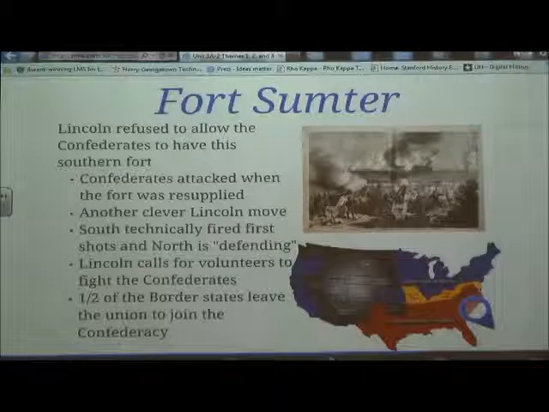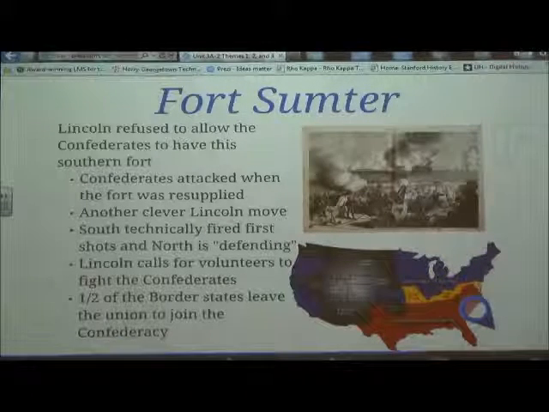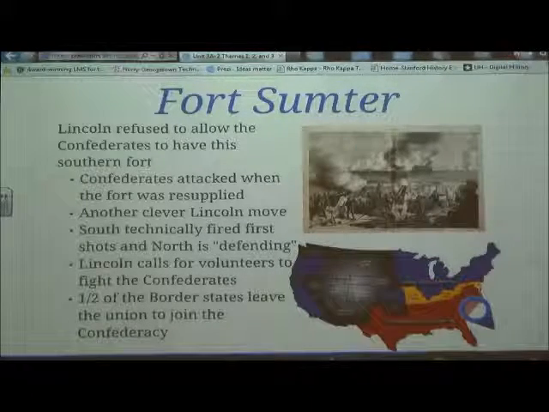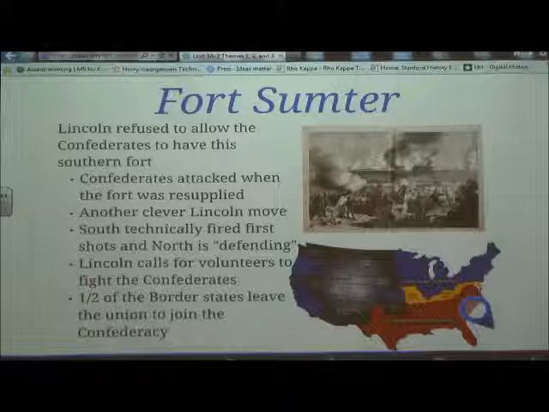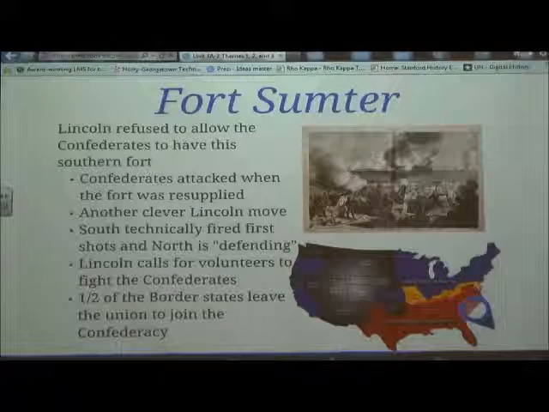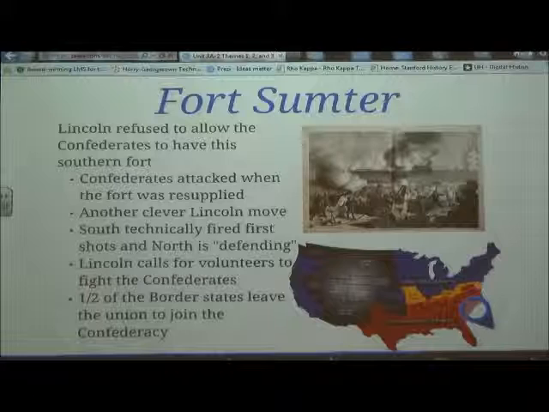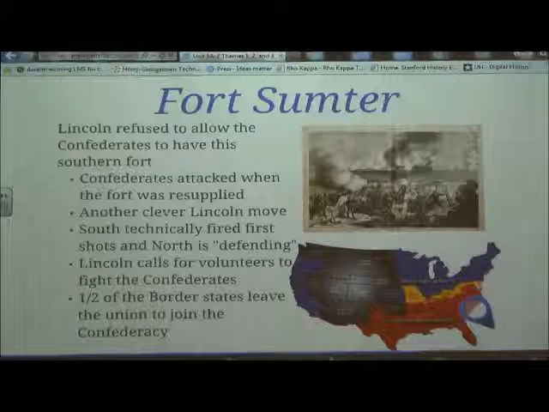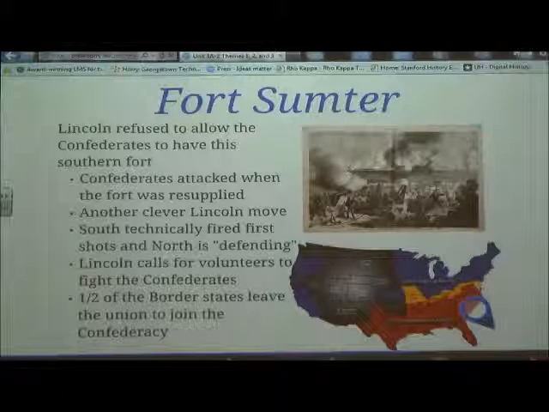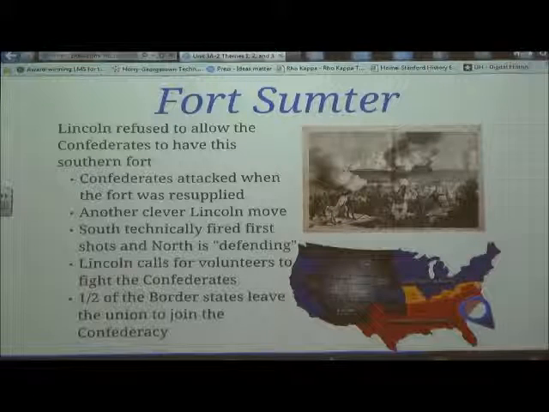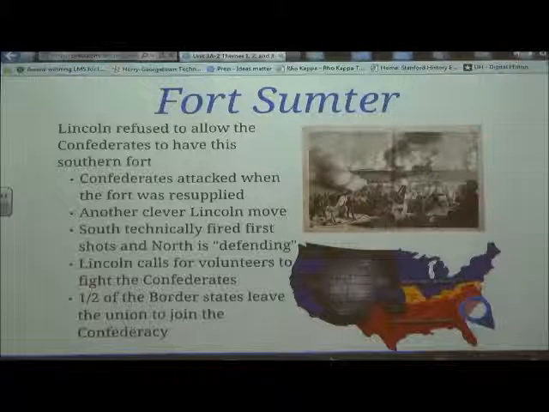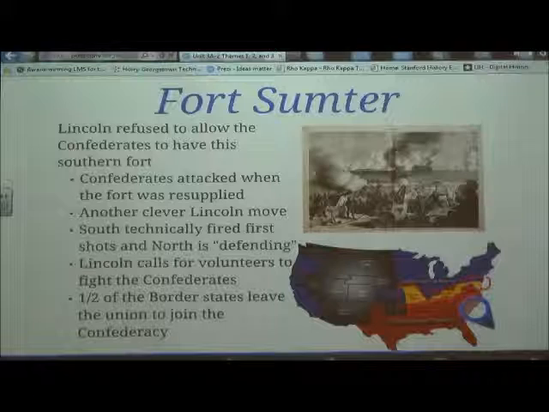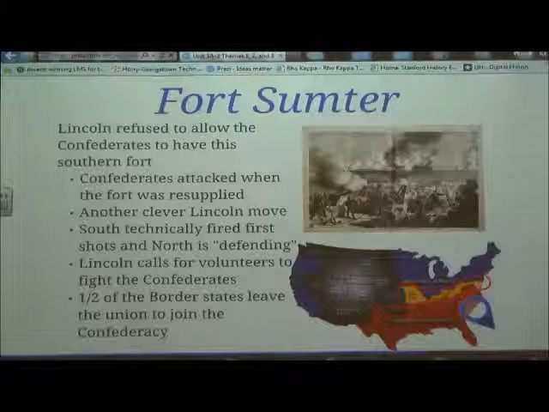This is a big deal because when he called for volunteers, actually these southern states, we call them the Upper South, decided to join the Confederacy: Virginia, North Carolina, Tennessee, and Alabama. These border states in yellow kept their slaves, but they stayed loyal to the Union.